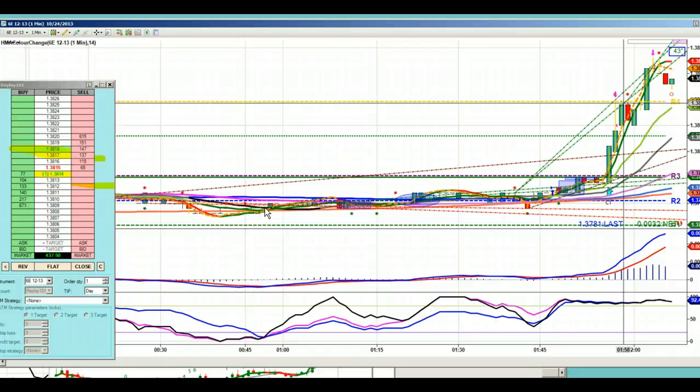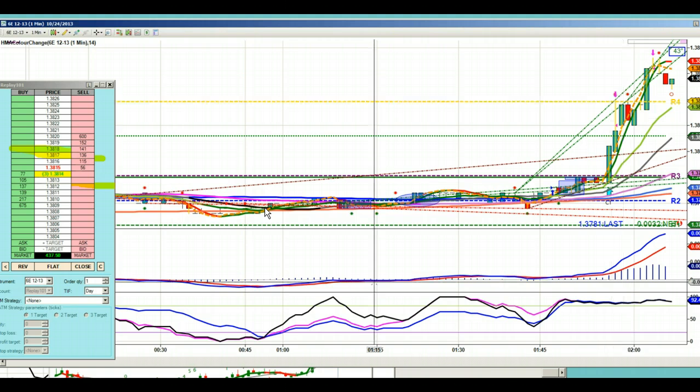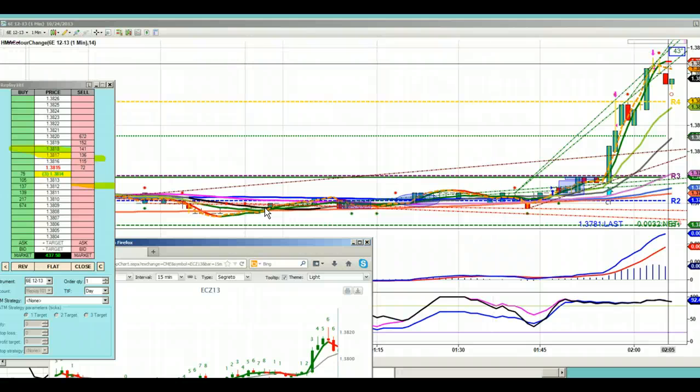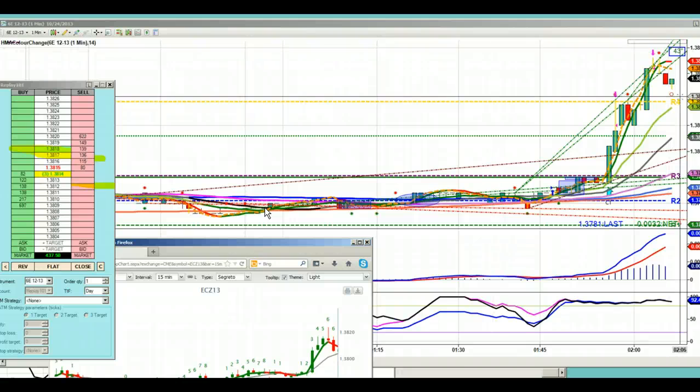So after the move, would you turn around and go short for another move, knowing it's going down? That's a very good question, Gail. I like that question. She says, after the move, would you turn around and go short? Well, here's the thing about trend trading.